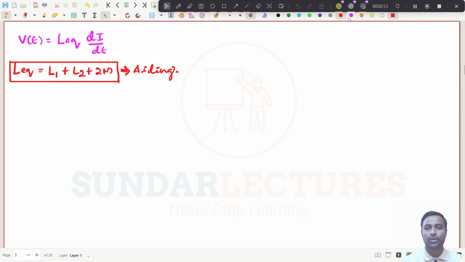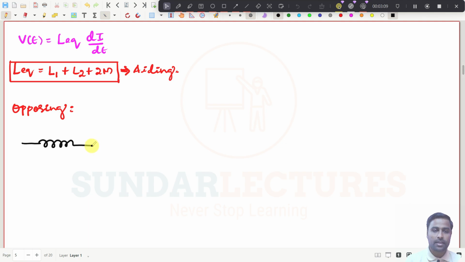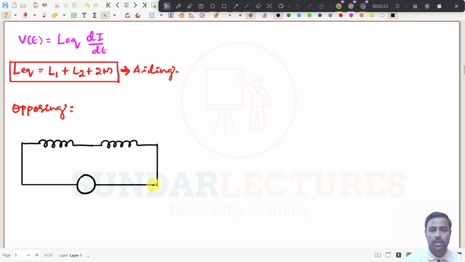Now we will take another case, that is opposing. What happens if I go for opposing? Simply draw the diagram. See, two coils are connected in series like this. Same thing, same diagram, no difference. Right now, this is the diagram, two coils. This is again V of t, and this coil current is I.